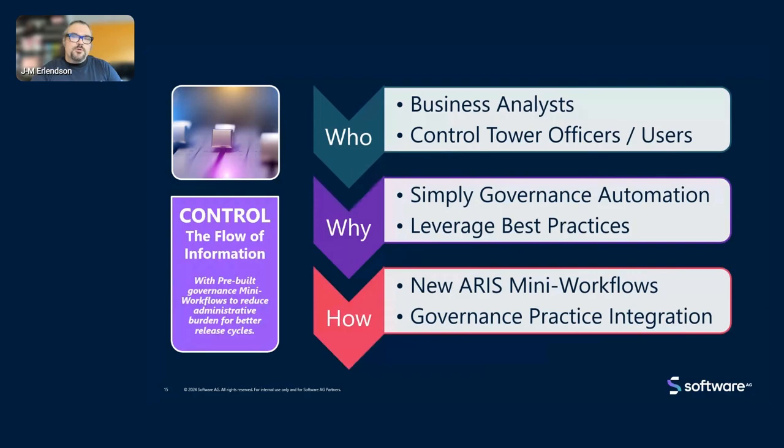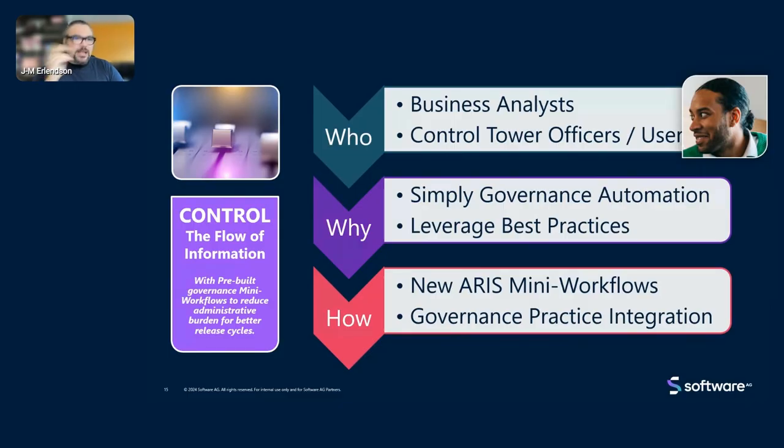The next is controlling the flow of information. What do we want to do with controlling the flow of information? Well, the truth is, John or Ethan loves that. Ethan, our control tower officer or process owner, loves it when we can make sure that things are validated and governed.